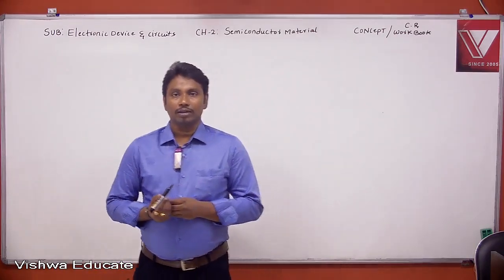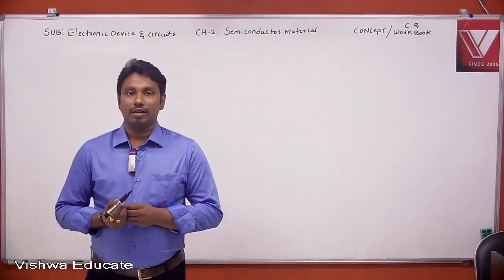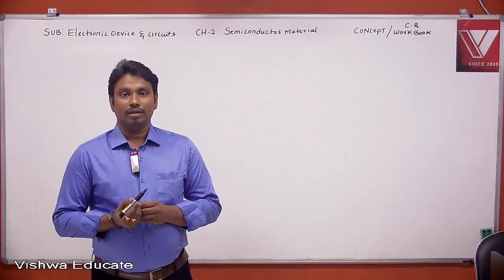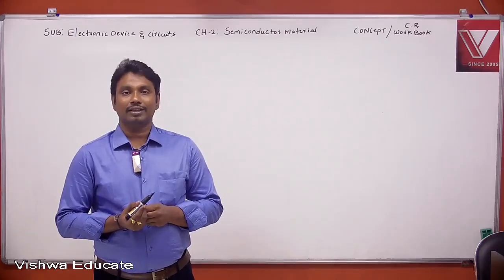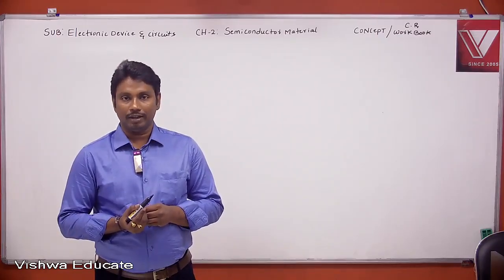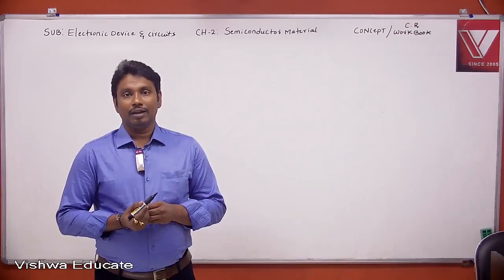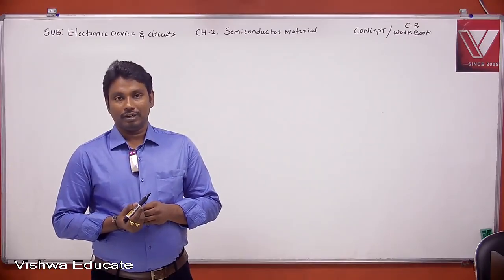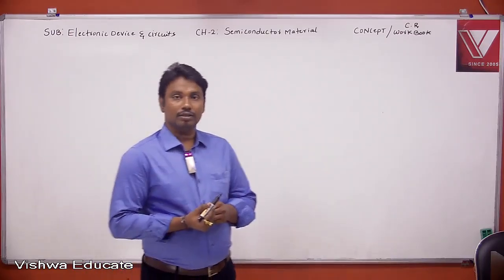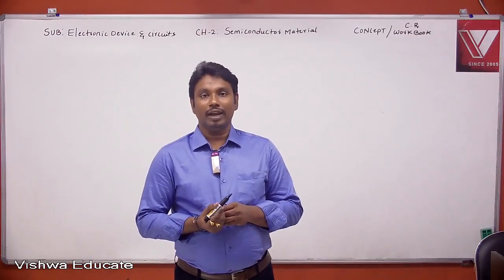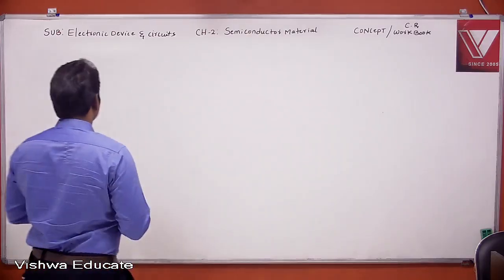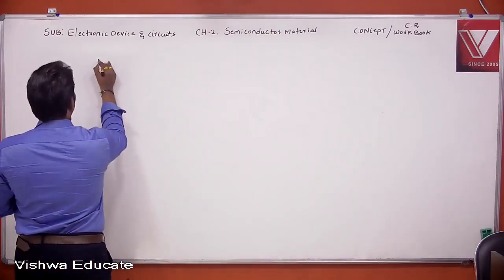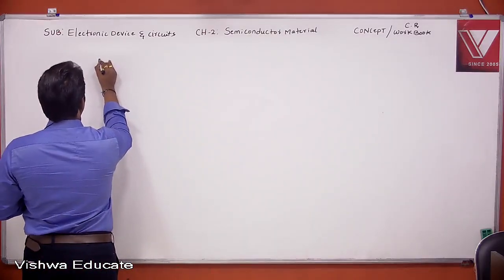Hello all. In my previous class, I discussed N-type material and its electrical characteristics, like charge neutrality and conductivity of the N-type material. I also discussed calculation of the Fermi level in an N-type material. Now in this class, I will start with the effect of doping on energy band diagram.